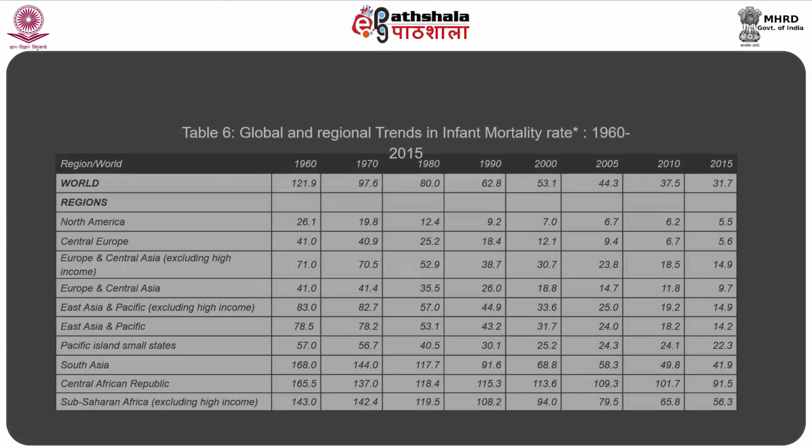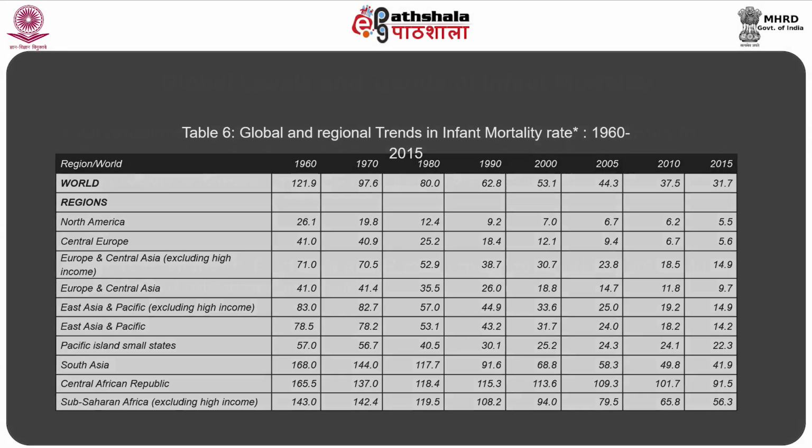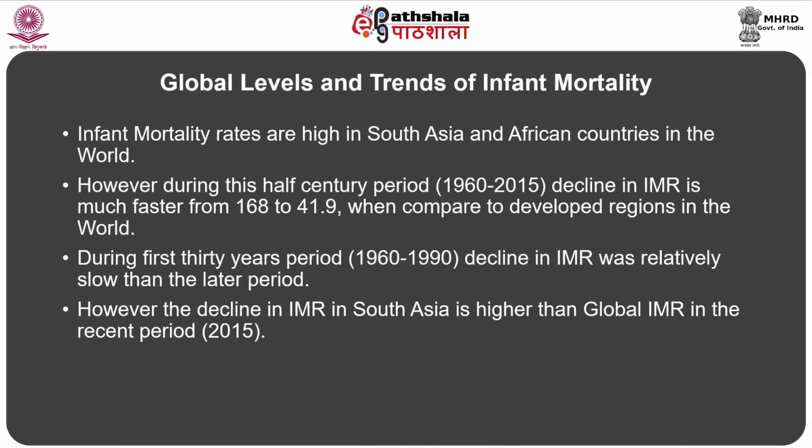Table 6. There is a steep decline in North America and Central Europe countries, with IMR reaching the lowest level, 5.6 IMR per 1000 live births. This reveals that in East Asia and Pacific countries, development could play a limited role in declining IMR. Infant mortality rates are high in South Asia and African countries in the world.